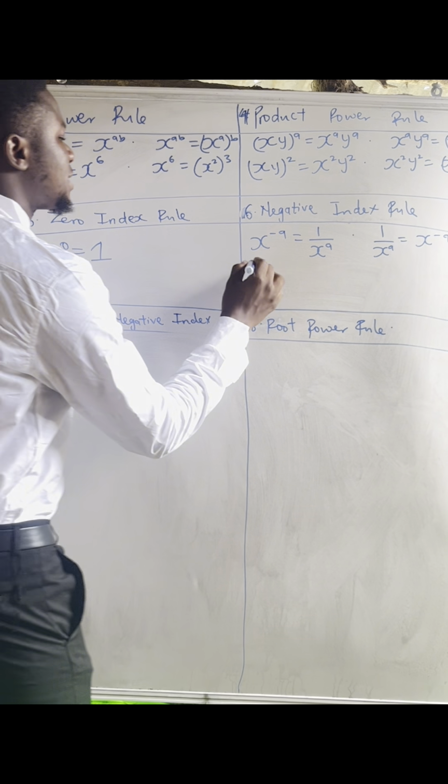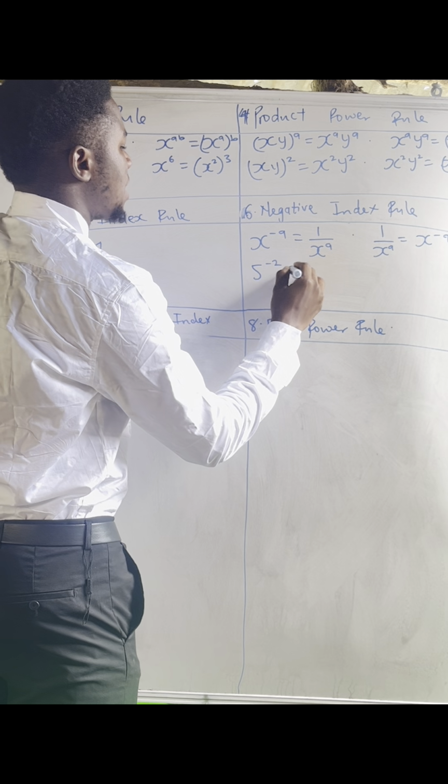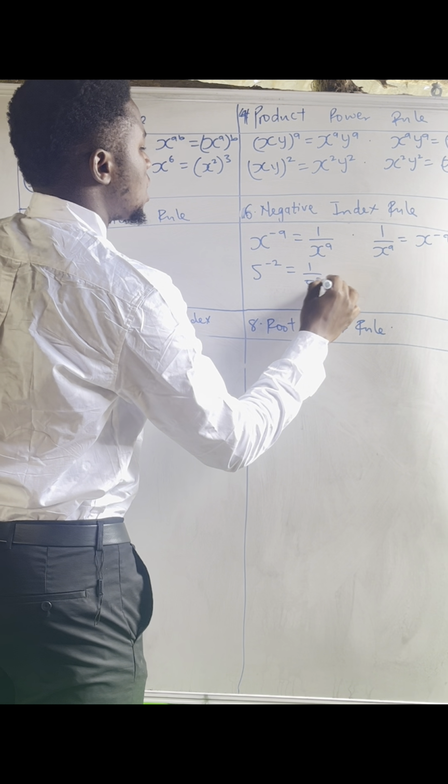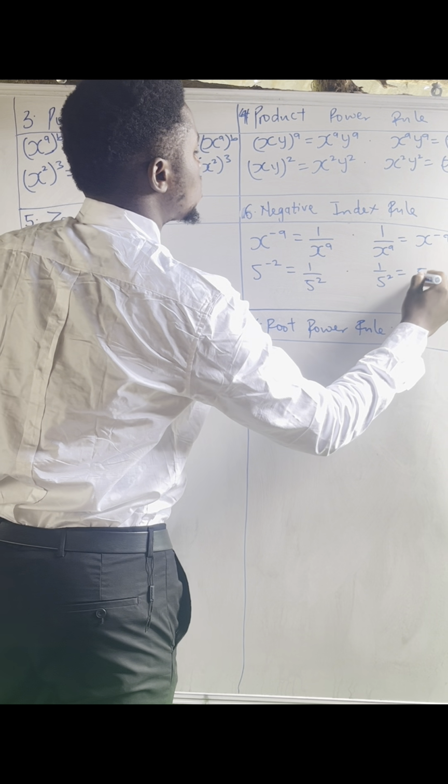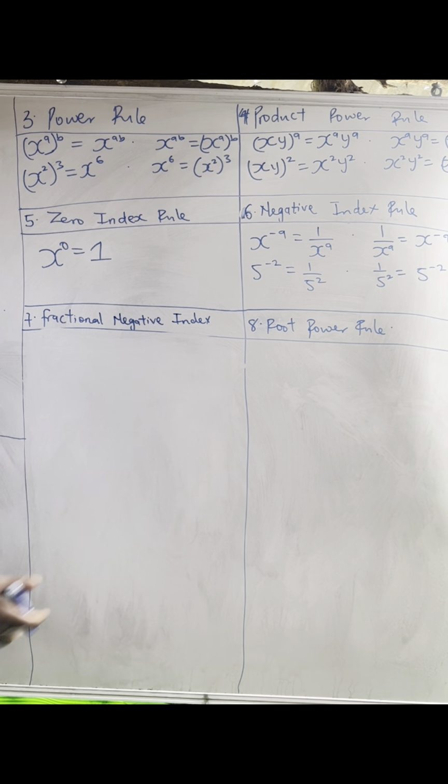So, for example, let's say I have 5 raised to power minus 2. This can be written as 1 over 5 squared. While also, if I have 1 over 5 squared, this can be written as 5 raised to power minus 2. This is what the negative index rule is talking about.